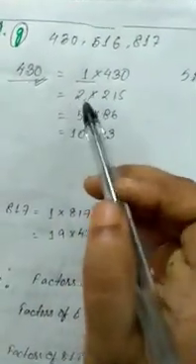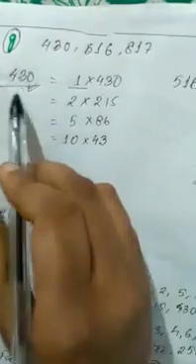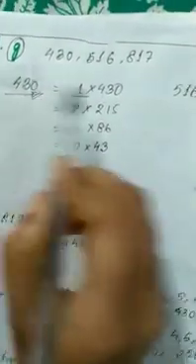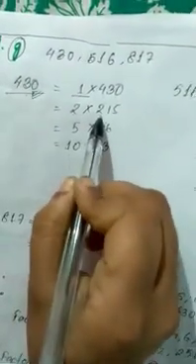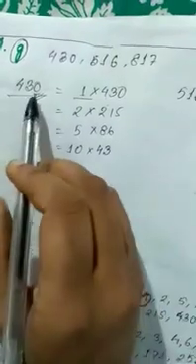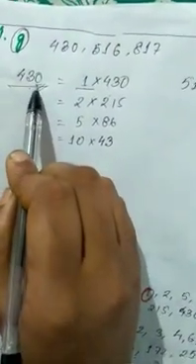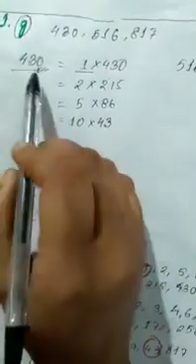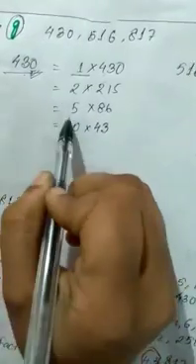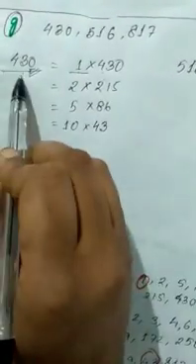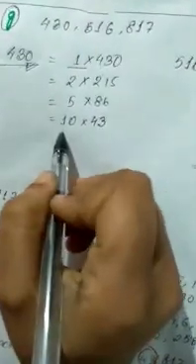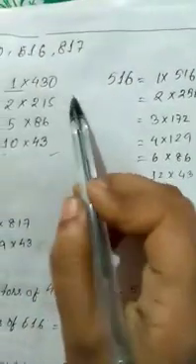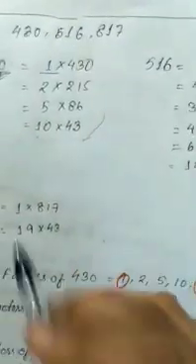Now next, 2 we can check, as 0 is the last digit, so we can check it by 2, and 2 times 215. As the test of divisibility by 5 also says that if the last digit is 0, then we can divide it by 5, so 5 times 86 is 430. Now with 10, 10 times 43 is 430. These are the factors of 430. These we can write.